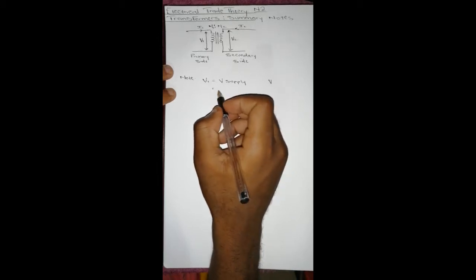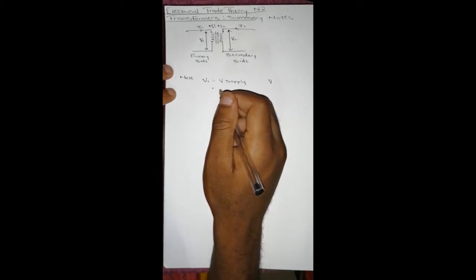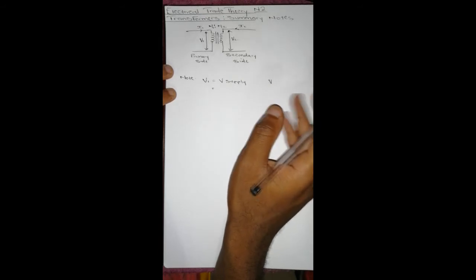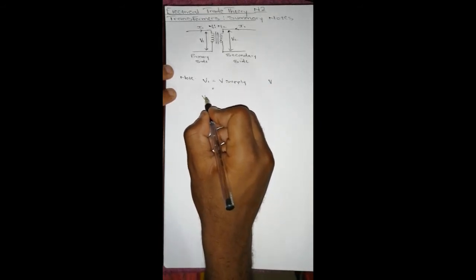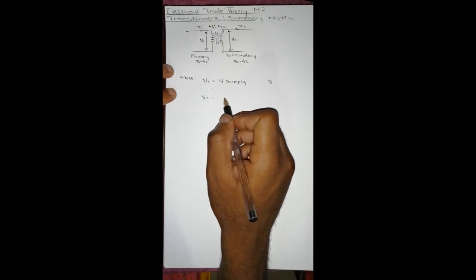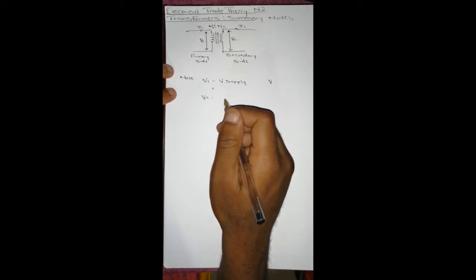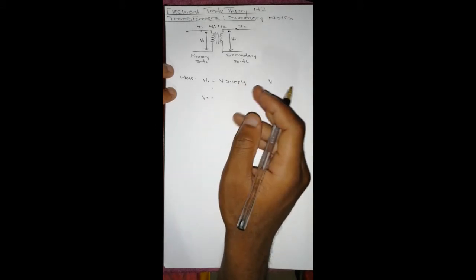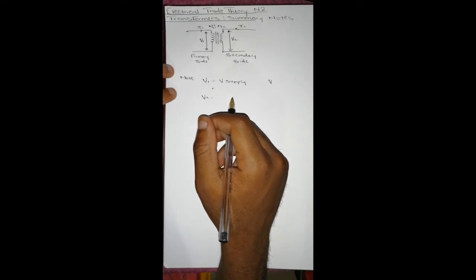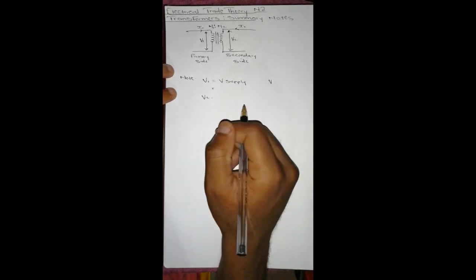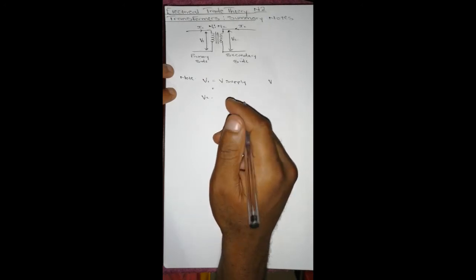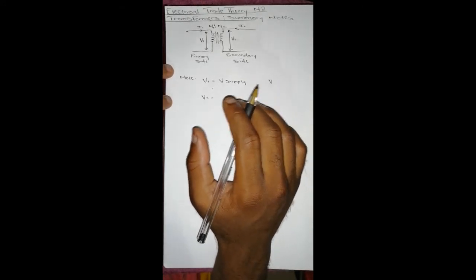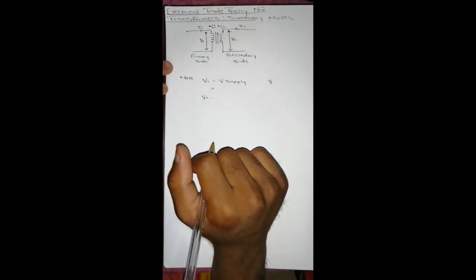Or they can say V connected to a supply of, that's V1. And then V2 is usually the load voltage delivered to the load. Sometimes they'll say supplied, or they'll say supplies. That's V2 usually, but read the information given to you properly so that you can know which is which.